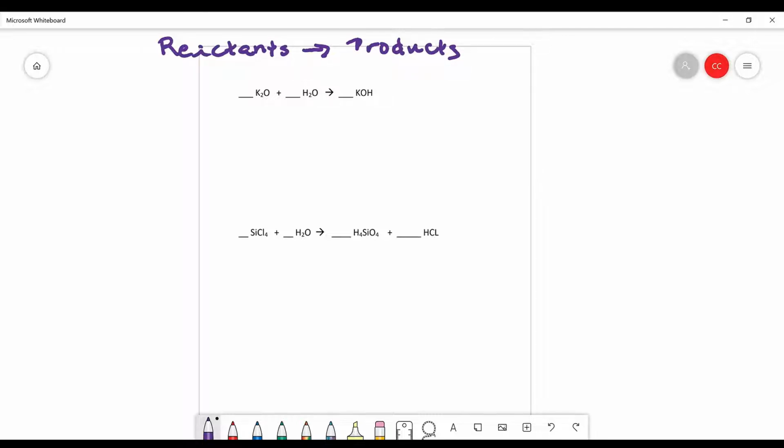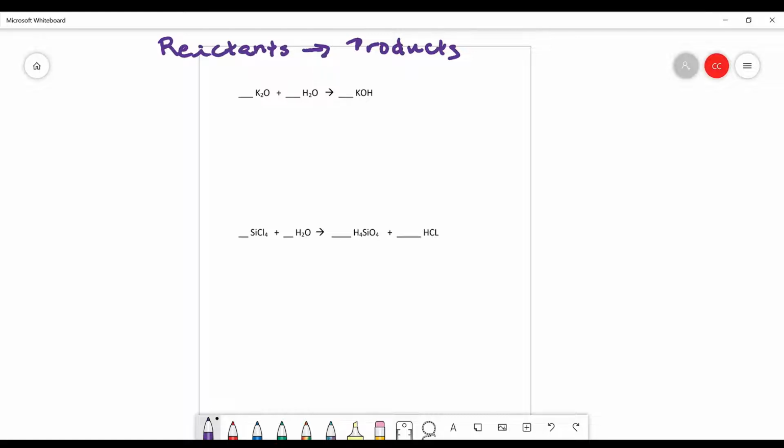I cannot miraculously make a potassium ion show up. I also cannot magically make it just disappear. I can rearrange what it's bound with, but I cannot just add it or subtract it. So whatever we start with, we have to end with. So we need to balance our equations.